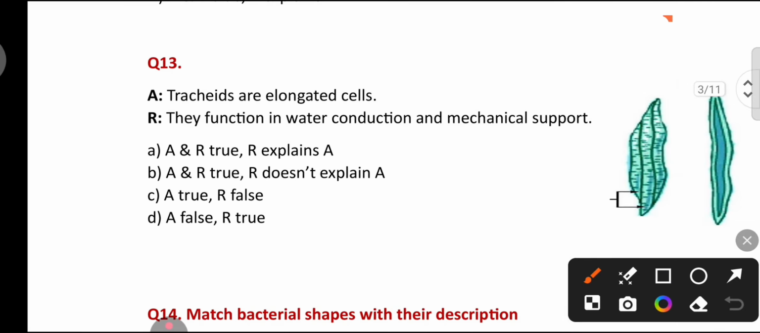Tracheids are elongated cells. This is a correct statement. They function in water conduction and mechanical support. This is also true. Here, assertion and reason are true, and reason explains assertion.